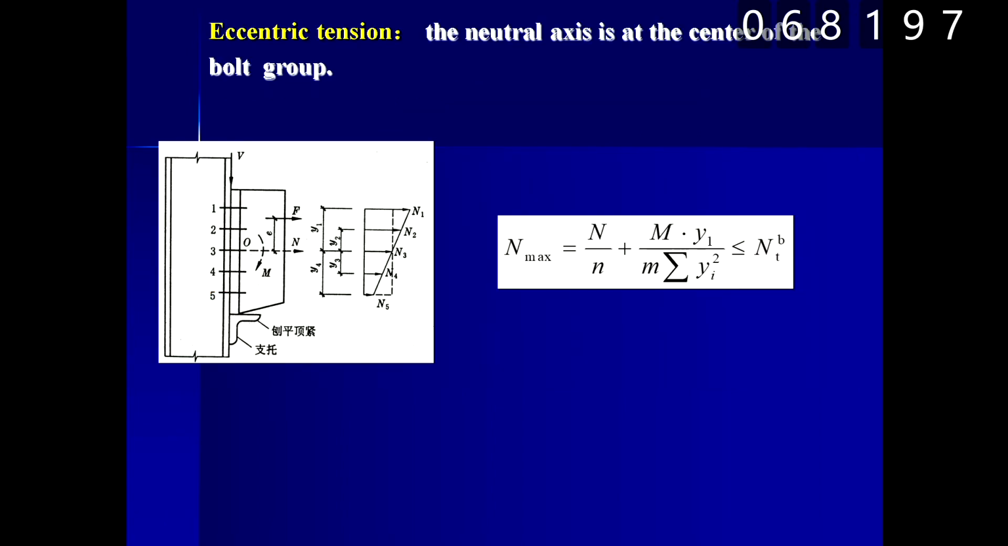We can see a case like this one. We normally use this equation to calculate the maximum normal force for the bolt. Maximum force for the bolt.